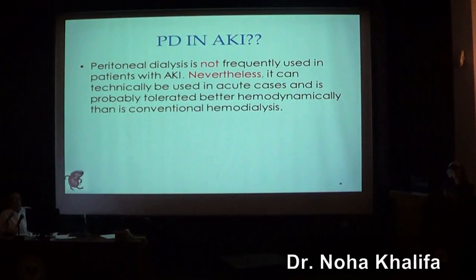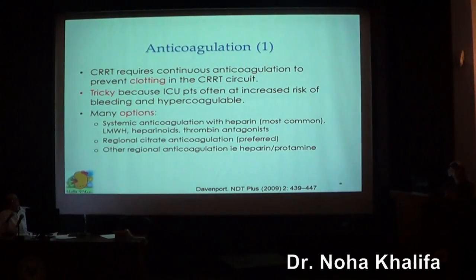So what do we use PD for in AKI patients? It's not frequently used, but if HDF is not available or HF is not available due to cost or lack of expertise, then PD would be safer for those hemodynamically unstable patients. What about anticoagulation? Of course, because we're talking about continuous therapy, we have to prevent clotting. This could be tricky in ICU patients because they always have the dilemma of paradoxical bleeding tendency versus hypercoagulability states. So it's a bit difficult for ICU patients.